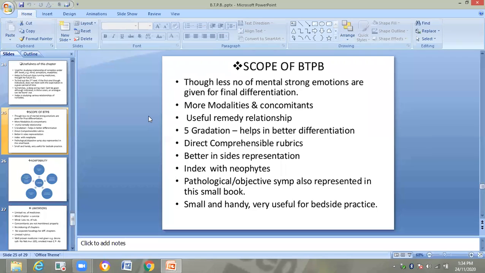The repertory has five types of typography. As we discussed, there are 5 gradations which help in better differentiation. And with the help of these 5 types of gradation, 5 types of typography, we can easily find out the intensity of the symptom in that particular remedy.